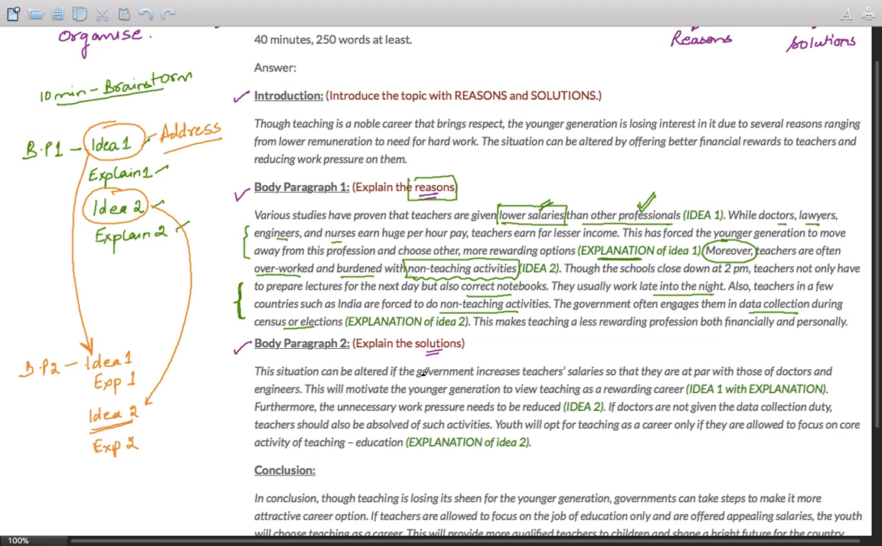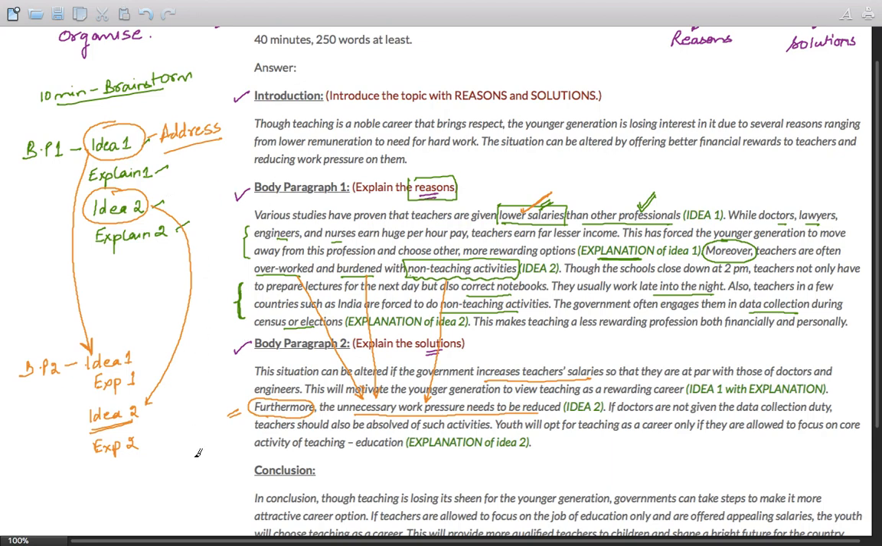The situation can be altered if the government increases teachers' salaries. Number 1, so basically the problem of lower salaries is addressed, and then explain it a bit. Furthermore, this is again you're moving to the next idea, a connecting device. Then unnecessary work pressure needs to be reduced. That is exactly what you're doing over here. They're overburdened and overworked, and this is being basically addressed over here. Then explain it. If doctors are not given the data collection activity, why should teachers do that?